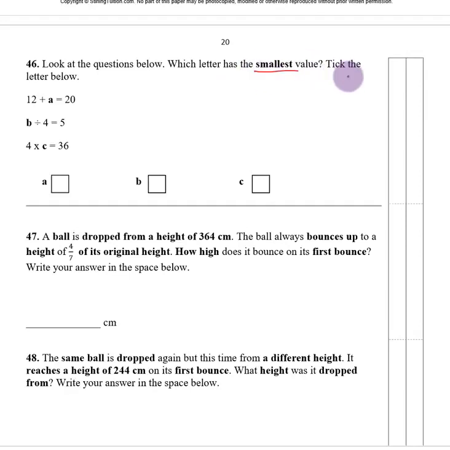Number 46, look at the question below. Which letter has the smallest value? Tick the letter below. So here we've got 12 plus a equals 20. So we need to do the inverse. We're going to do 20 take away 12, which is 8. So a here would equal 8. Now here we've got b divided by 4 equals 5. So we're going to do the inverse. So we'll do 4 times 5, which is 20. So b equals 20. And then finally 4 times c equals 36. So we'll do our inverse. 36 divided by 4 equals 9. So c would equal 9. So the one that's equal to the smallest is A.